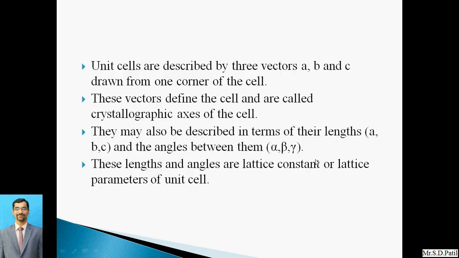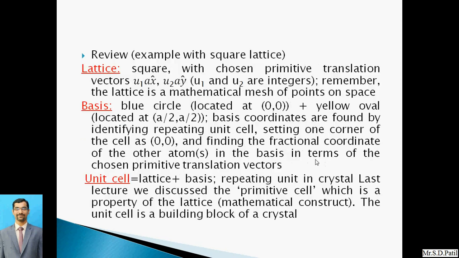So these lengths and angles are the lattice constants or lattice parameters of the unit cell. Whatever this length and angle may be, it is called either a lattice constant or a lattice parameter. These terms might feel difficult to understand, but as we go through these concepts frequently, you will be able to thoroughly understand them. Right now, just try to understand this particular part.